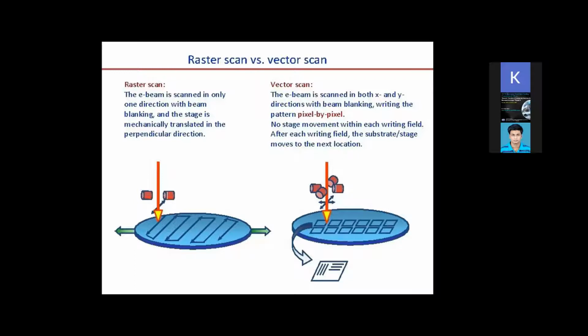Vector scan is different from this. Here the beam will simultaneously scan in both x and y direction. After scanning a small region in x and y direction, the beam blanking will occur, then the stage will move or the sample will move, and again such a scan will occur in the nearest portion. Now you cannot have a scan in both x and y direction for a larger area, because your beam deflector has a limit. It cannot deflect your electron beam over several nanometers or maybe a micron range. That is not possible.